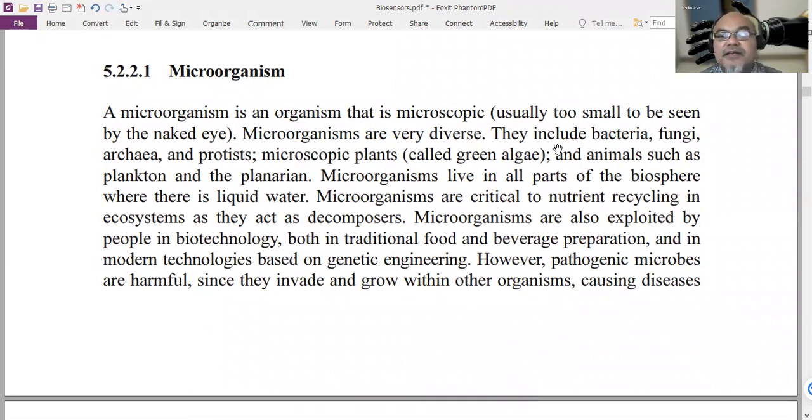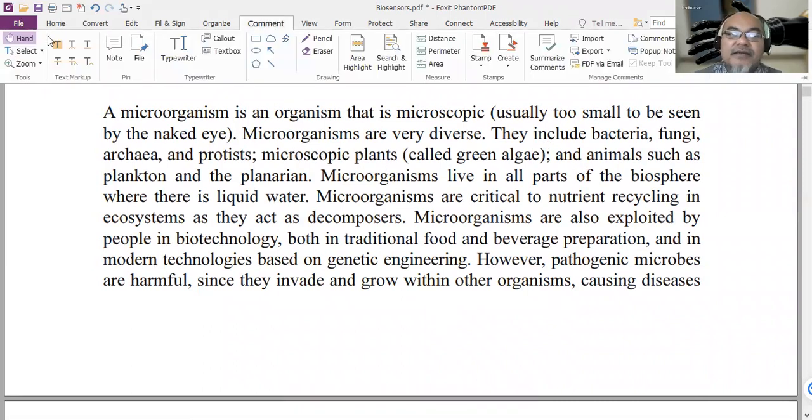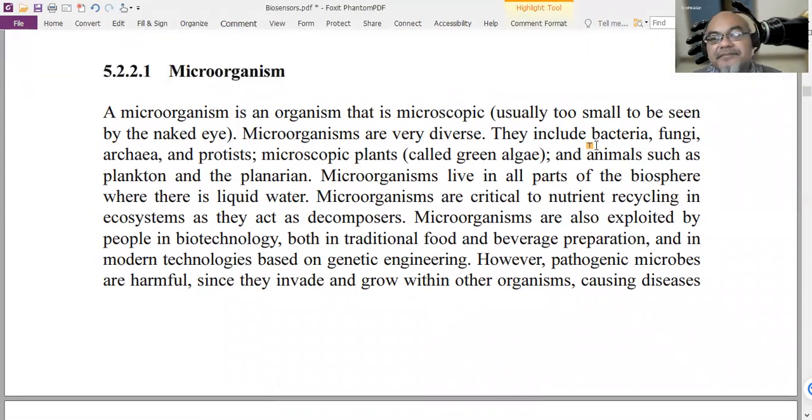The microorganism can be bacteria, fungi, archaea and protists, microscopic plants, even animals such as plankton and planarian. So they have various types of enzymes or proteins.